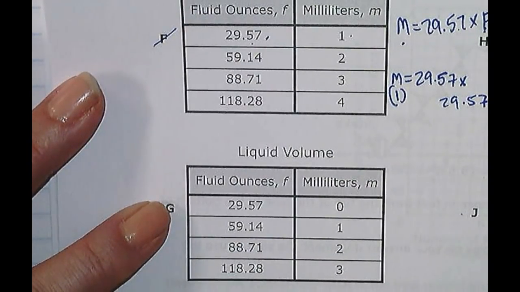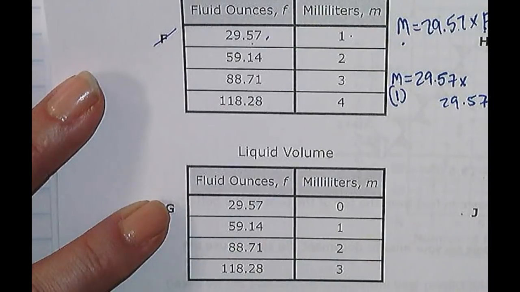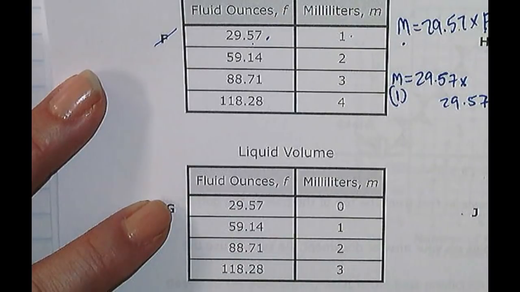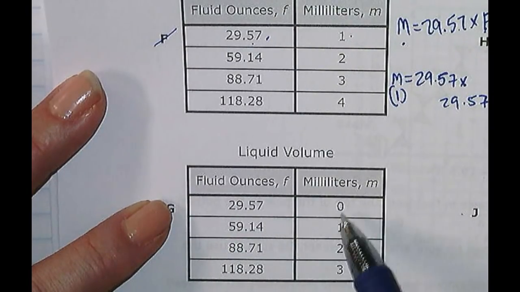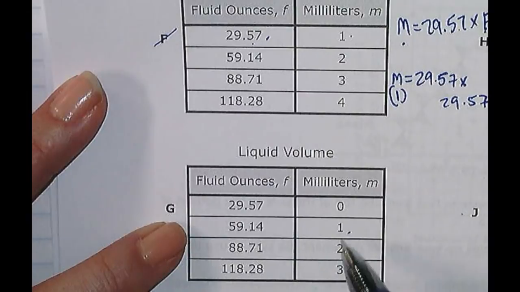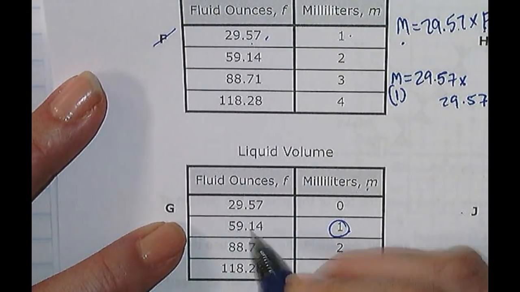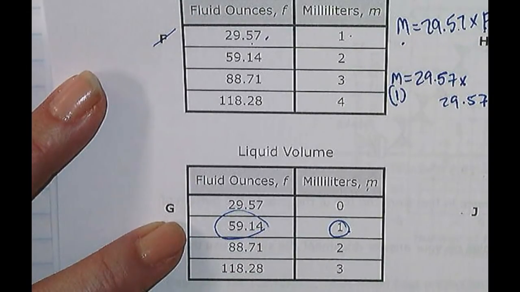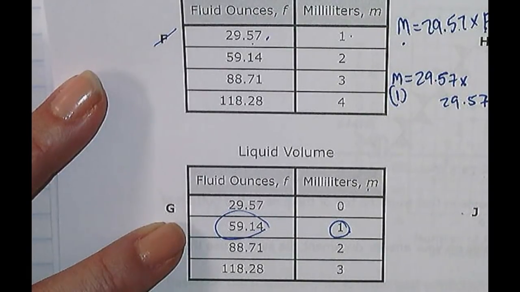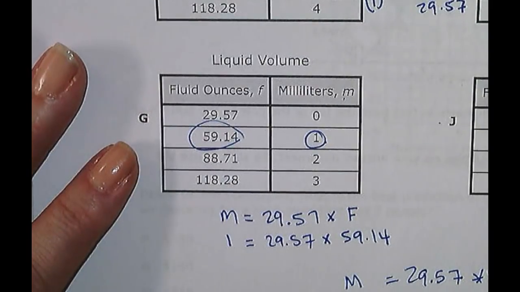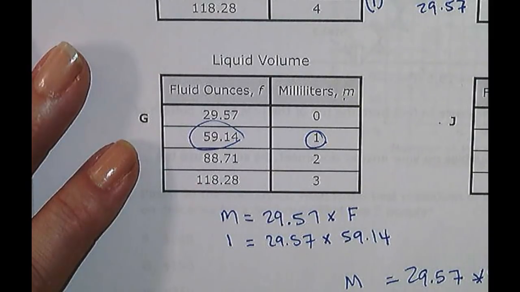See if I can write this a little neater. So I've got M equals 29.57 times F. I like the first one. Well, here's a 0. I kind of like the 1 thing. Let's go to 1. So put a 1 for M. Put the 29.57, and I picked the 1, so I must be picking this number, times 59.14. So tell me, 29 times 59 is 1. Everybody see my work? 29 times 59, is that 1? Do you have to type that in? I hope not. G, no.